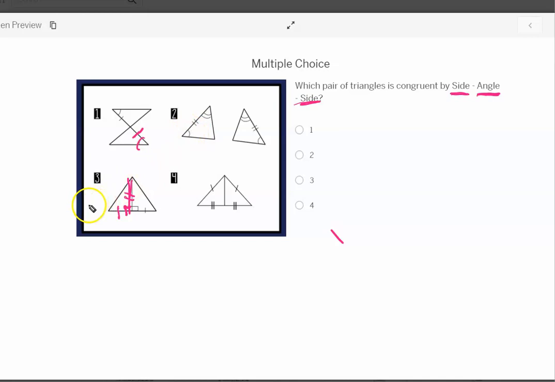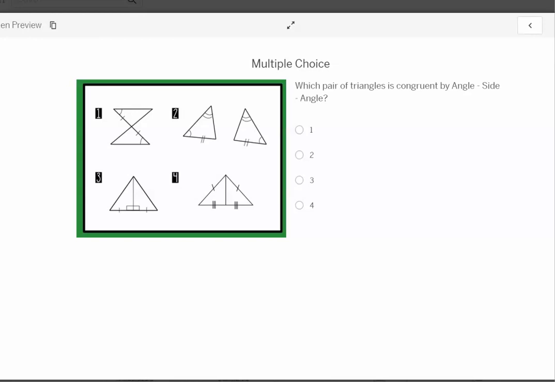This third one, so this is side, angle, side. This is nothing. This one is angle, side, angle. And this one is side, side, side, because anytime you have the same side shared between both, then we can use that one. So the correct answer for this one, they wanted side, angle, side. That's going to be number 3. So if you got that one, you were correct.